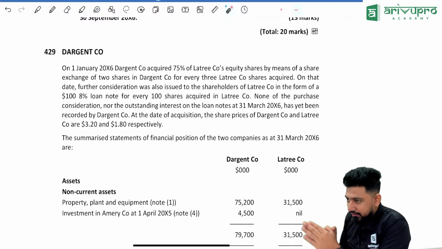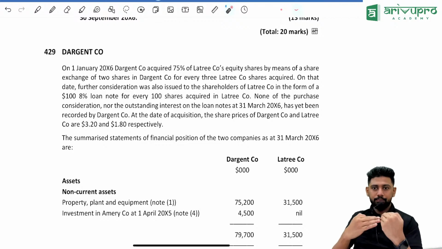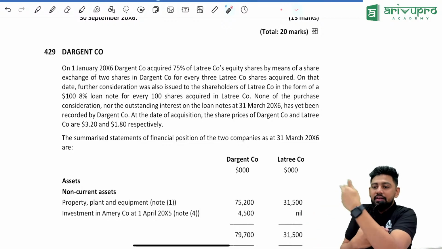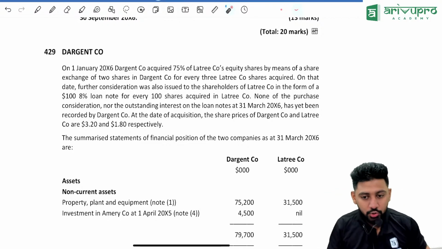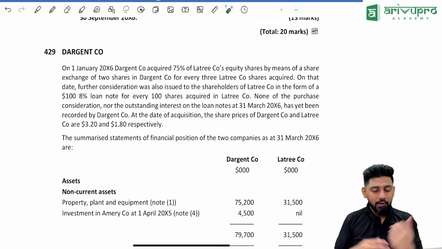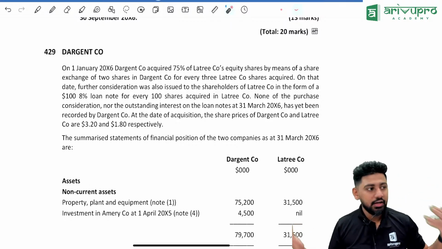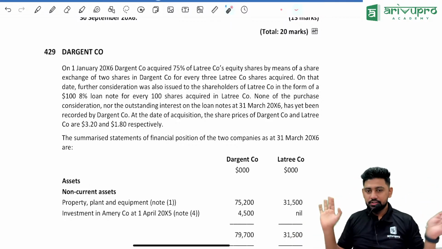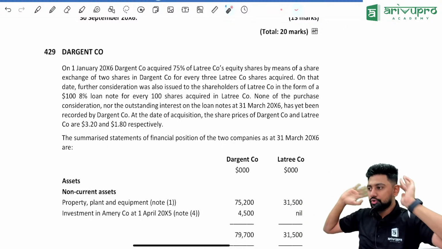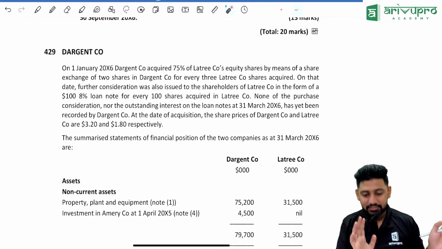IFRS 3 Business Combinations says if you are going to purchase another company, there can be different methods that you can use to purchase the other company. Number 1, immediate cash payment. Number 2, a share exchange. Number 3, a deferred payment, a loan note exchange, whatever. All these 4 you should be able to understand and apply in the exam.